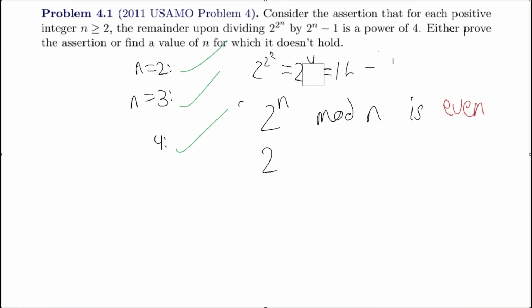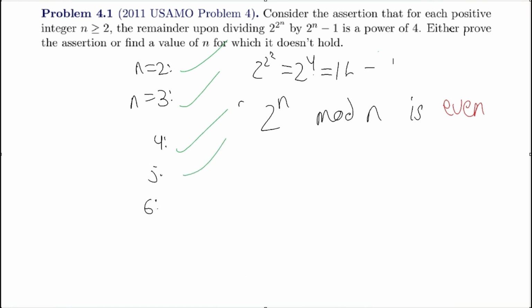Now what about 2 to the 5? Well, this is just 32, and then we have 5 here. The remainder when 32 is divided by 5 is 2. So again, 5 works. So let me go ahead and add this to our list. So 5 ends up working.